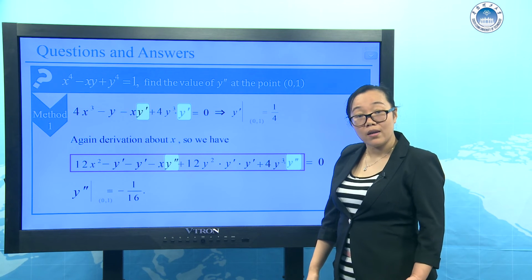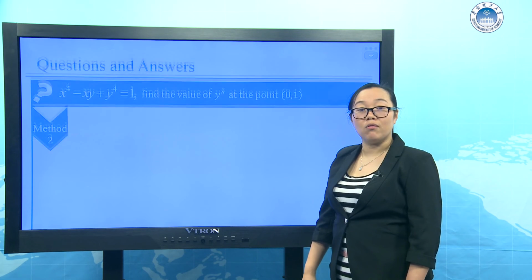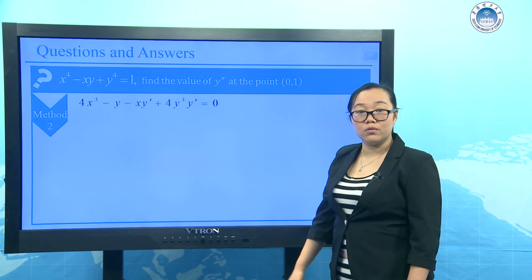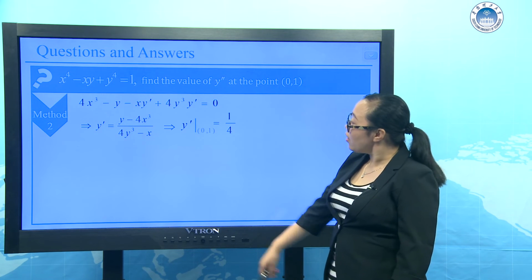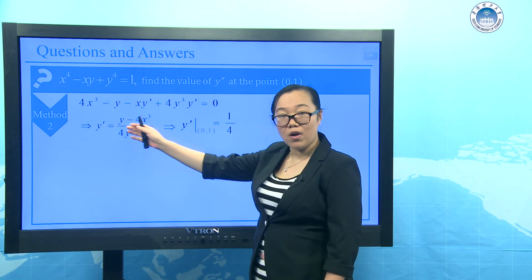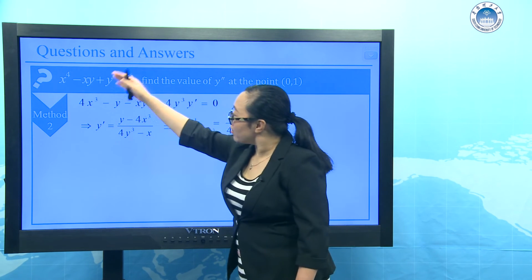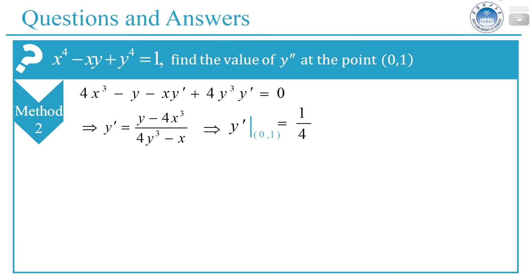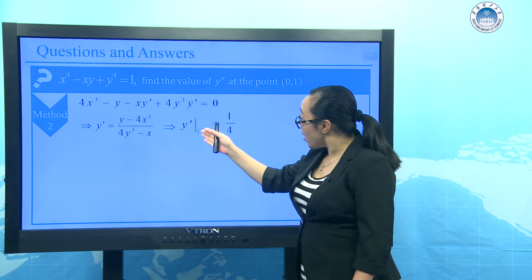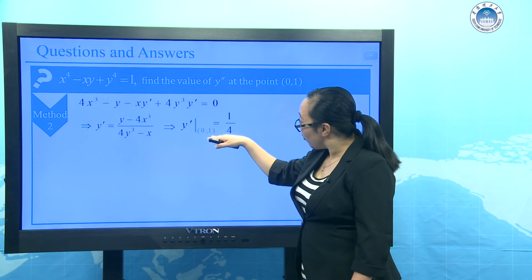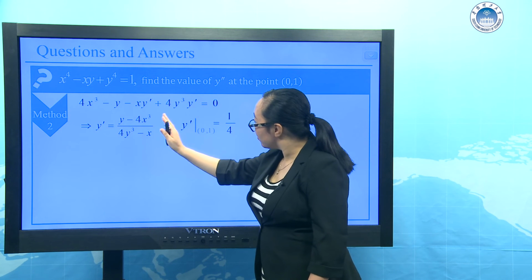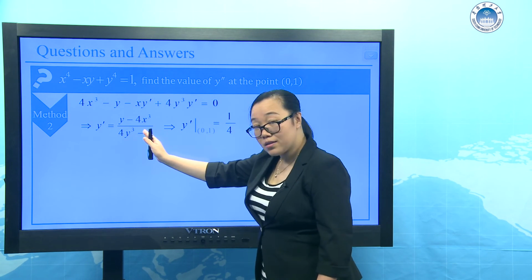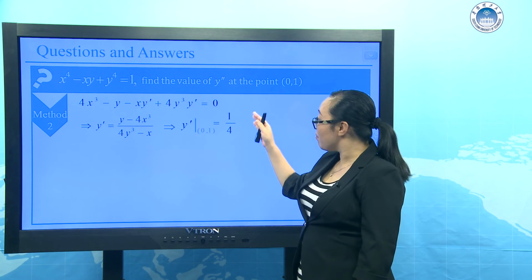Do you have another idea about the question? Yes, I have. Method 2, how to do? It is our given equation. How to get y prime directly? Y prime is a function about this. Y prime is changeable. We can get y prime equals this expression. Of course, we can get the y prime value at a given point, 0 and 1, which means x equals 0, y equals 1. At this time, y prime equals 1/4.